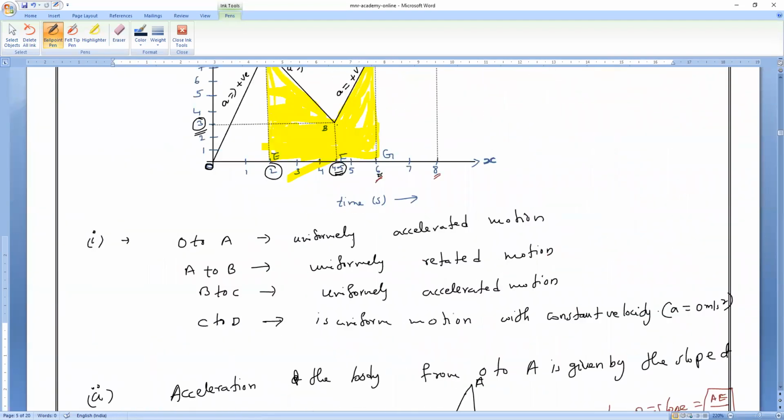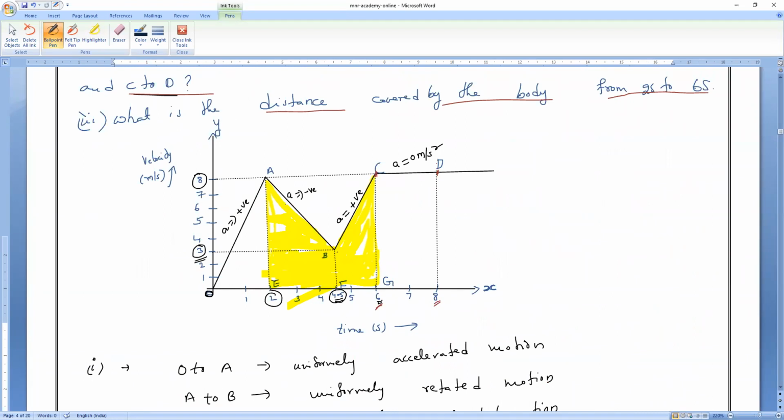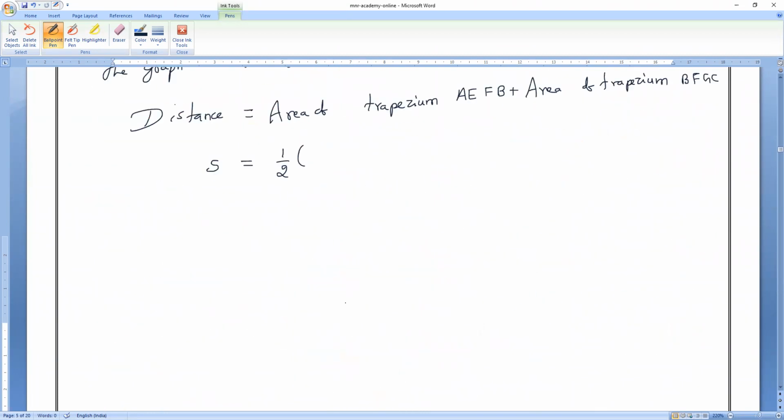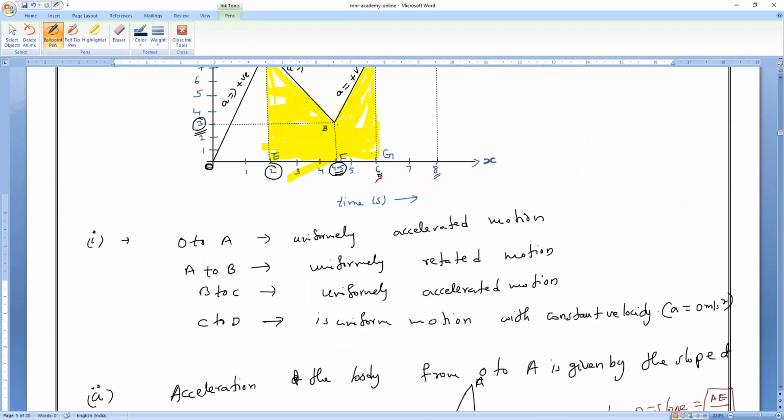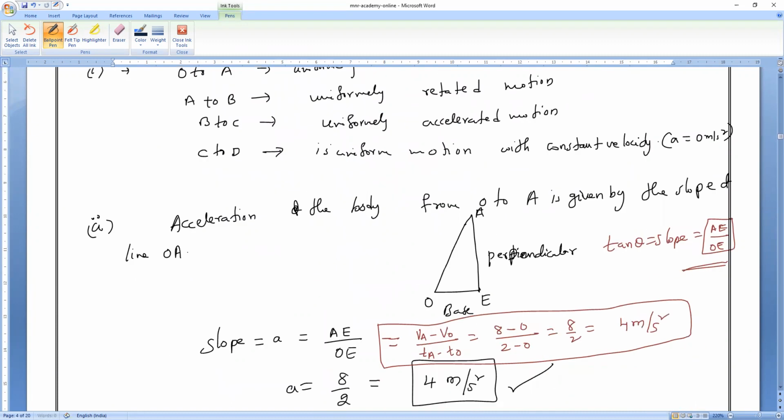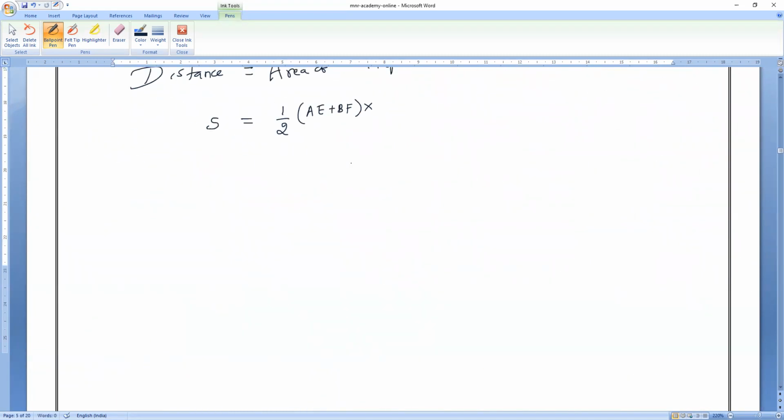Which are the parallel sides in the picture? First trapezium, who are the parallel sides? AE and BF. Very good. AE plus BF into height. Height is what? Height is EF.